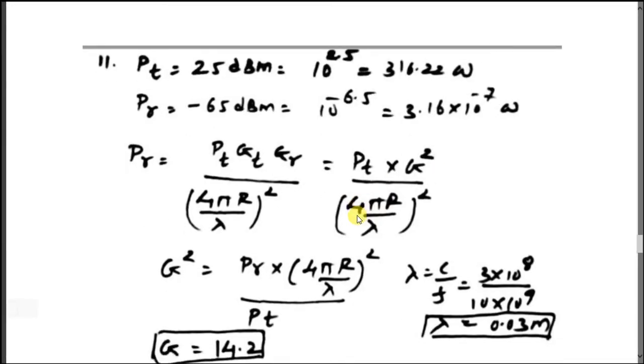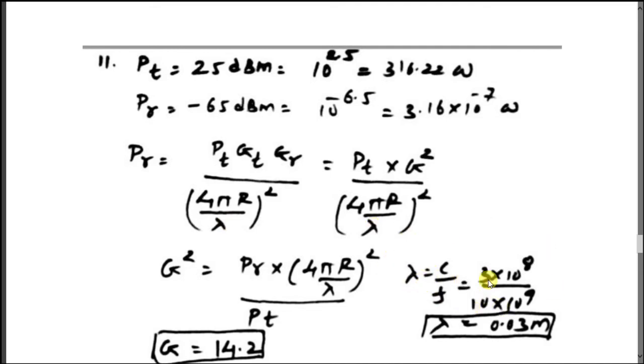Okay, so now you have to find the gain of both antennas. So suppose we assume that both antennas have the same gain. So GT is equal to GR is equal to G. So G multiplied by G, that is G square. So you put the values of PT, PR, R and lambda. So lambda is not given, but frequency is given. So calculate lambda first.